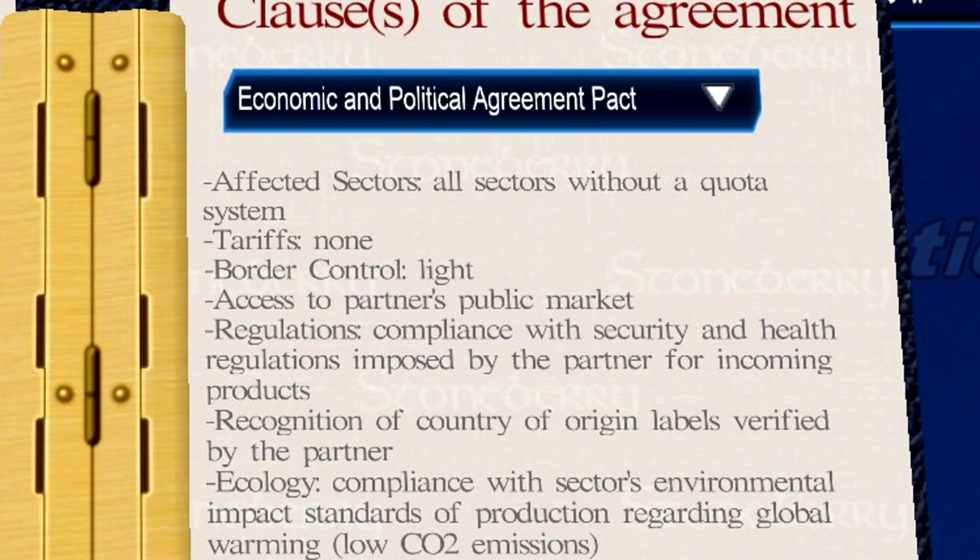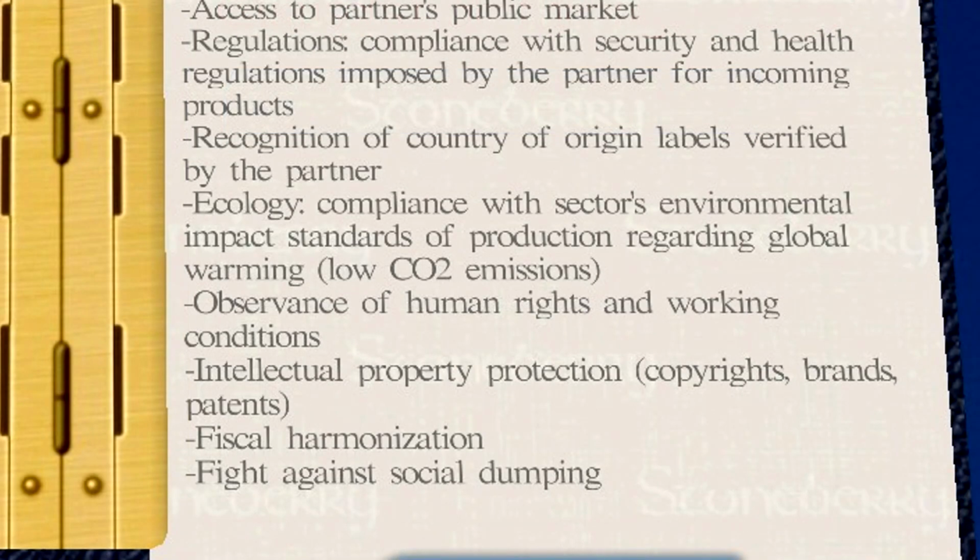Tariffs are completely eliminated, and border control is almost non-existent. Regulations are the same as a global economic contract. Country of origin labels are verified by the partner countries, which completely prevents customs avoidance. Compliance with environmental impact standards is strict, which will be discussed shortly. Observance of human rights and working conditions is also strict, which means workers must be paid a reasonable minimum wage and GDP per capita must be a certain amount. We will discuss this again very shortly. Intellectual property protection is observed under this agreement for copyrights, brands, and patents, and fiscal harmonization is also observed, and social dumping is opposed under this type of agreement.